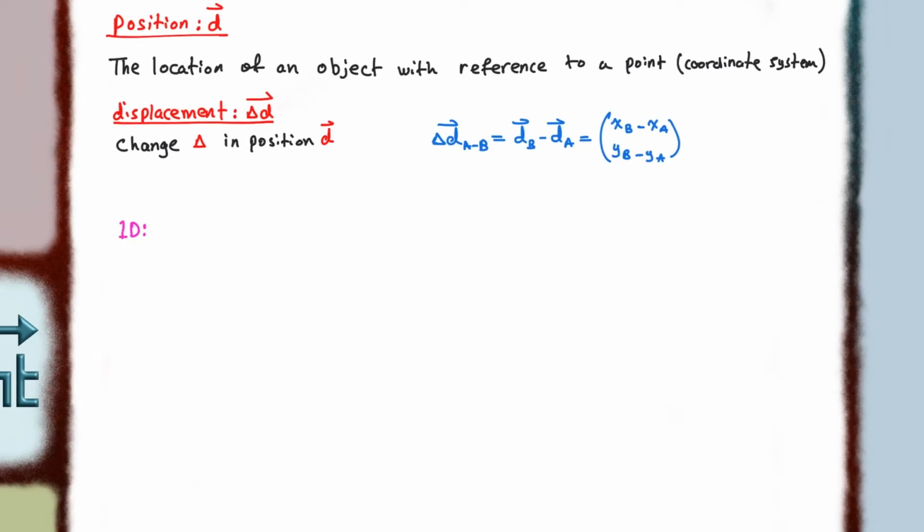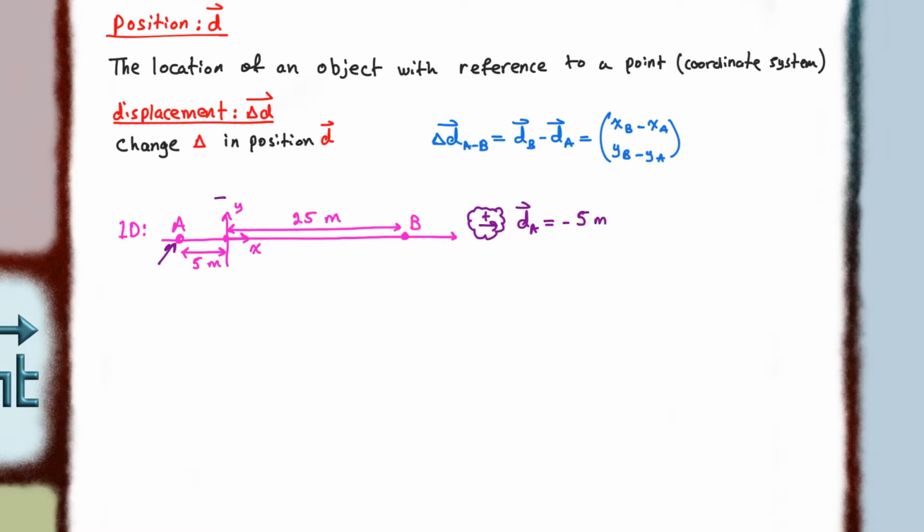Let's do a quick example in one dimension. We got a line here and our reference point here is this coordinate system, and we got position A, which is 5 meters to the left of the coordinate system, and position B, which is 25 meters to the right of the coordinate system. We're going to take right to be our positive, and position A is 5 meters to the left, therefore is negative 5 meters to the right. We can also write this as 5 meters to the left, and this makes sense. This position is 5 meters to the left of the coordinate system.